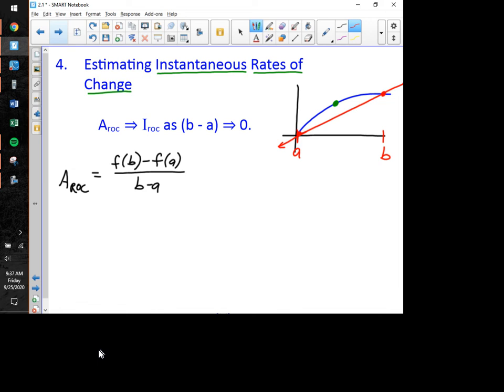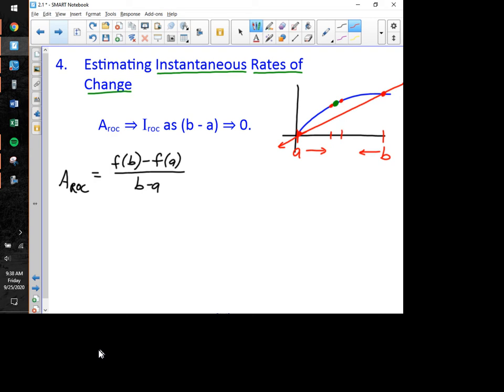We want to move a over here to the right. We want to move b over here to the left. So instead of this big wide interval, we're dealing with a very small interval right here where those numbers are really close. And we can do that.